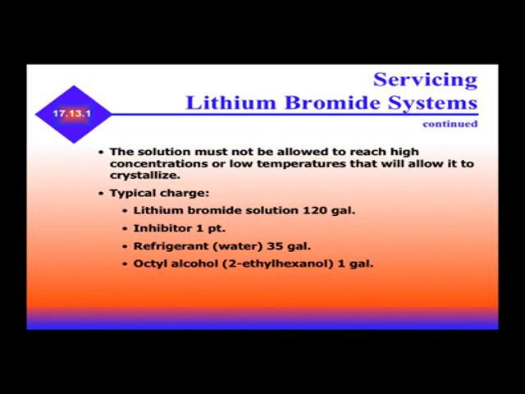The solution cannot be allowed to reach high concentrations or low temperatures as it will crystallize. Typical charge is adding lithium bromide solution to 120 gallons, 1 pint of inhibitor, 35 gallons of water, and 1 gallon of ethyl alcohol.